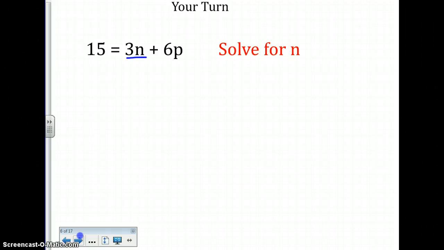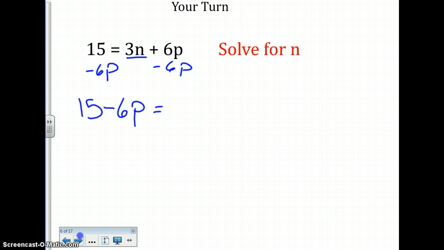Okay, so I'm trying to isolate the n on one side. So I can go ahead and subtract 6p. There aren't like terms, so it's just 15 minus 6p equals 3n. I'm going to go ahead and divide by 3. I'm going to divide this by 3.